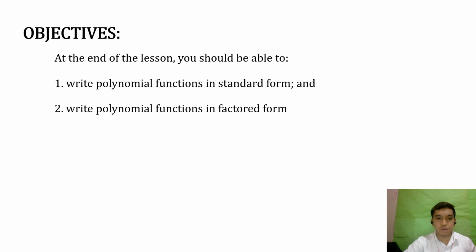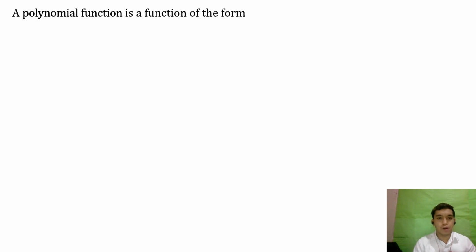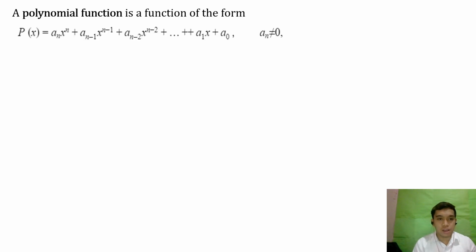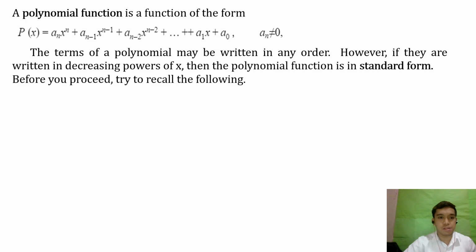functions in standard form and write polynomial functions in factored form. A polynomial function is a function of the form p of x equals a sub n times x raised to n plus a sub n minus 1 times x raised to n minus 1 plus a sub n minus 2 times x raised to n minus 2 plus and so on plus a sub 1 times x plus a sub 0, where a sub n is not equal to 0. So that is the form of our polynomial function.